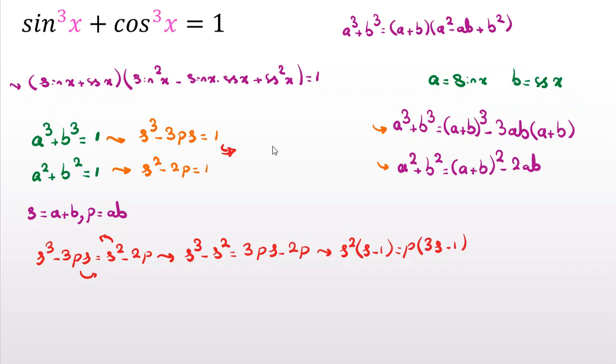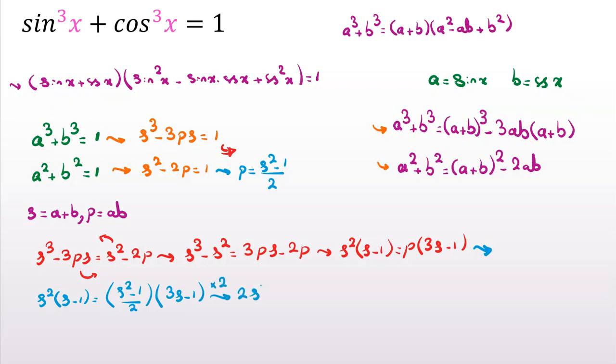In the next step, okay, so we have this equation here. We want to use replacement here. We can find p in terms of s and replace it here. So let's do that. From this part, p equal to s squared minus 1 over 2. And if we replace it here, then s squared times s minus 1 equal to s squared minus 1 over 2 times 3s minus 1. Now, if we multiply both sides by 2, 2s squared times s minus 1 equal to s squared minus 1 times 3s minus 1.